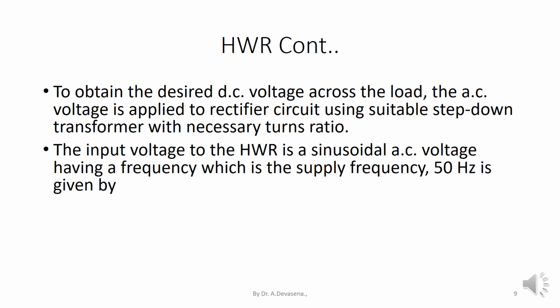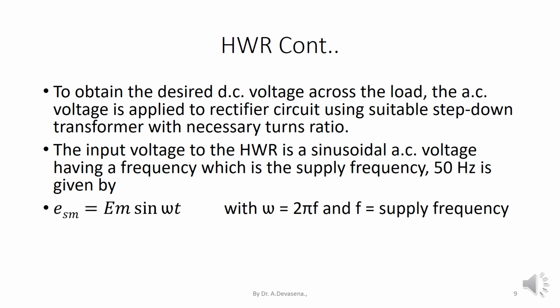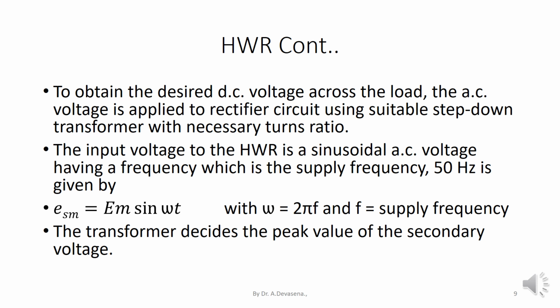The input voltage to the half-wave rectifier is a sinusoidal AC voltage with the supply frequency of 50 Hz, given by E_sm = E_m sin omega t, where omega is equal to 2 pi f and f indicates the supply frequency. The transformer decides the peak value of the secondary voltage E_sm.